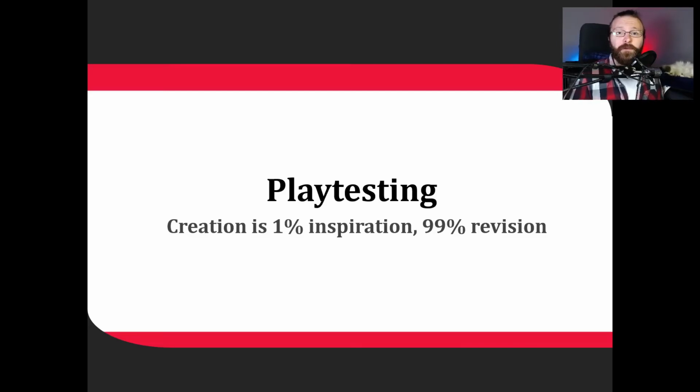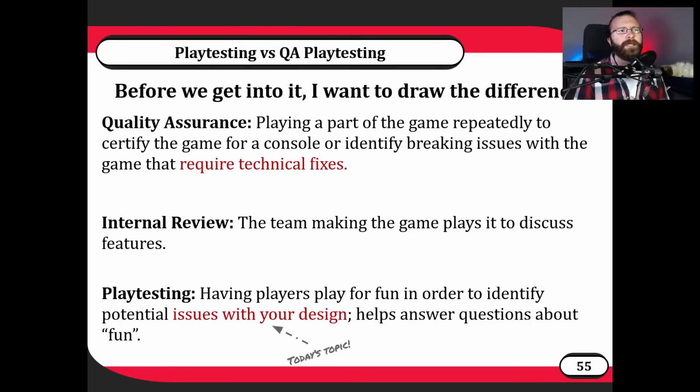And by the end of it, we've created something new, something that might not even resemble that initial creation, that initial inspiration. So now it's worth drawing a difference between a few things. There is quality assurance, where we have a quality assurance team playing the game, specifically looking for bugs and just breaking issues in the game. This is when we're looking for technical fixes, but that's not what we're talking about with this form of playtesting.